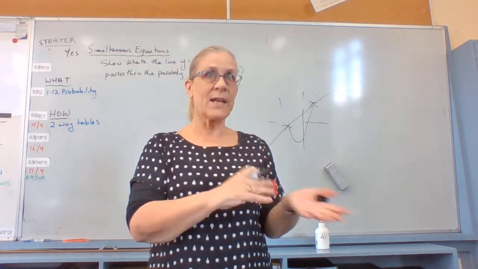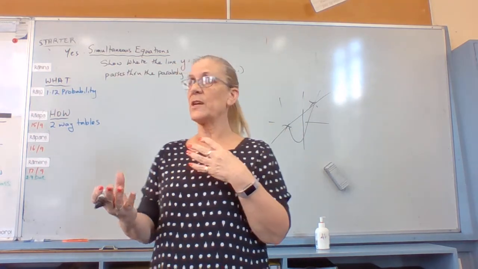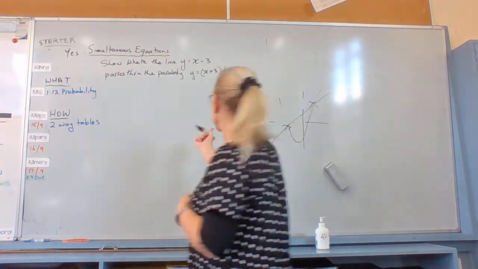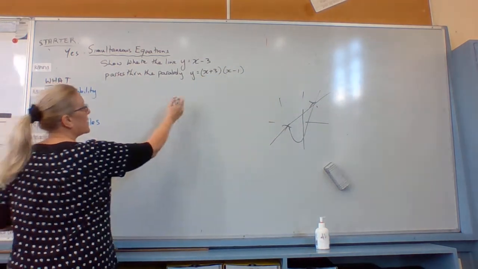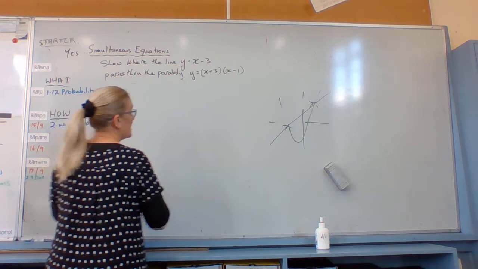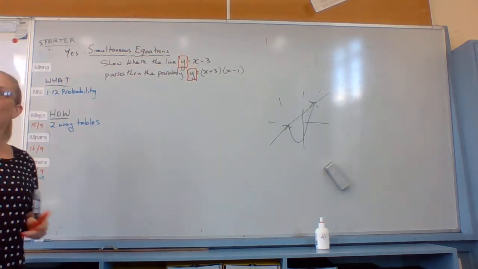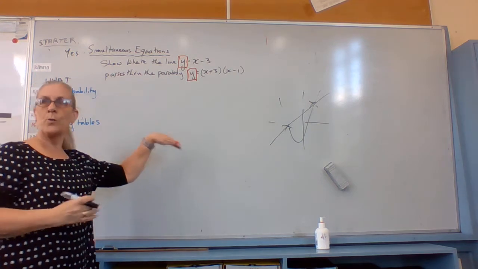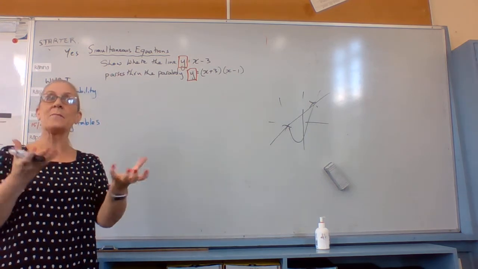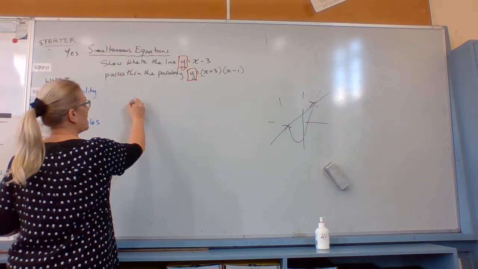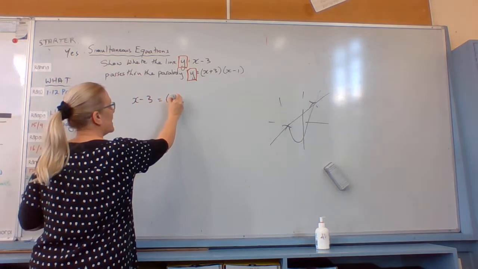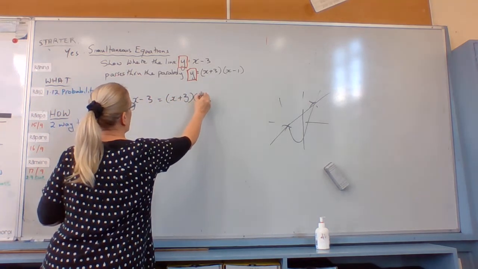So to do that, just like any other simultaneous equation, we can equate the two things. Because this is y and this is y, we can make one equal to the other. They both equal y. We're treating them as the same answer. So therefore we can have x minus 3 will equal x plus 3, x minus 1.